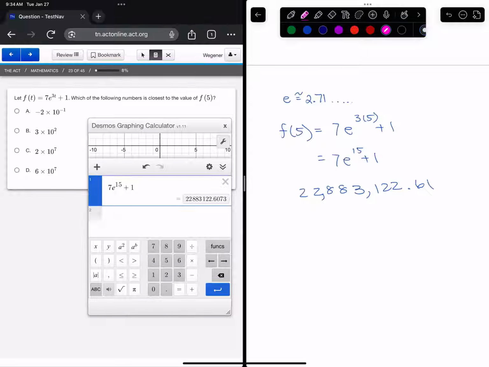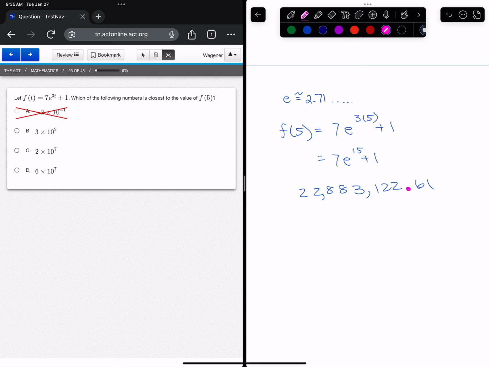Now, the important part here is it's asking you to go ahead and simplify it, because if you look at our answers, they only have like 1 digit and then times 10 to the power of whatever. So I want to simplify this. Obviously, it's not -2, D, or B, just because what's my very first number here? 2. So let's just see why it's 10 to the power of 7.